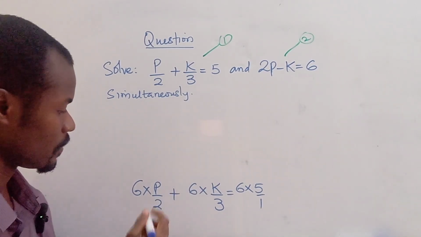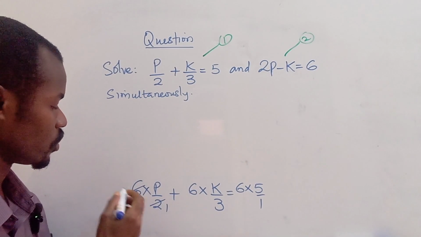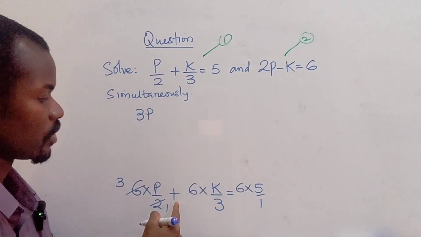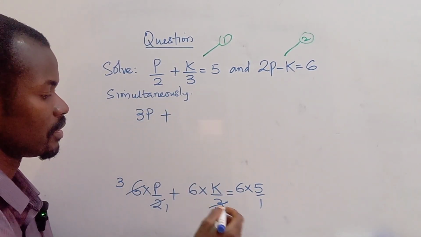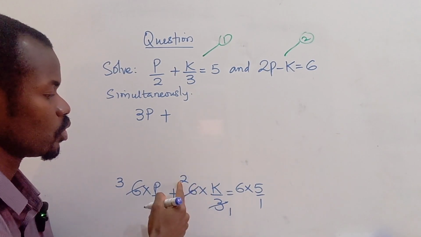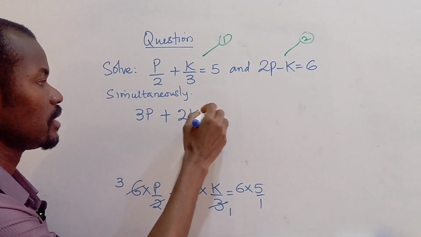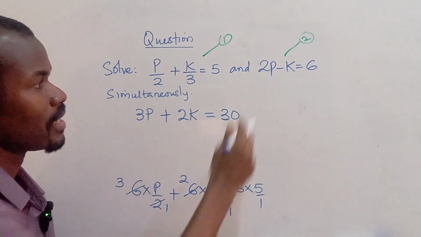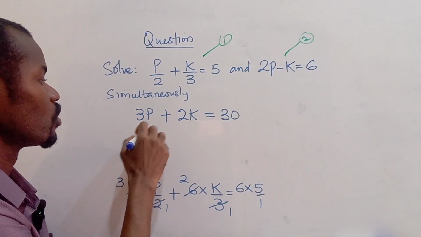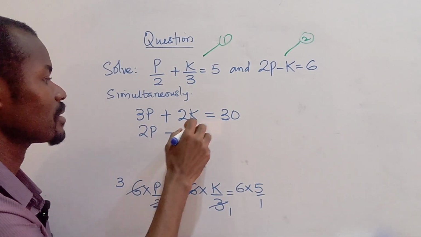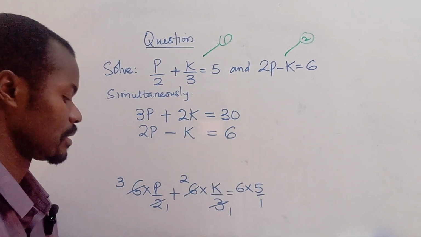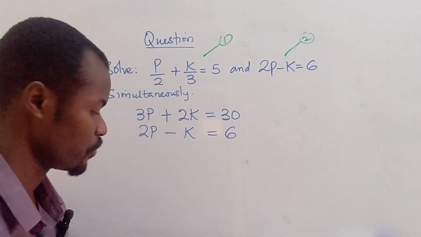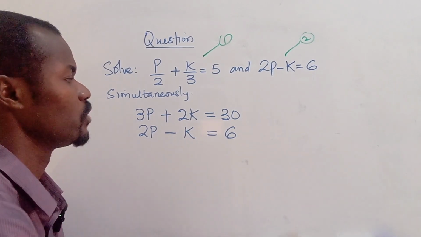Now, something can cancel here. 2 can go into itself as 1. 2 into 6 is 3. So 3 times P is going to give us 3P, plus 3 into itself is 1, 3 into this is 2, 2 times K is going to give us 2K, which equals 6 times 5, which is 30. So our equation 2 is 2P minus K equals 6.